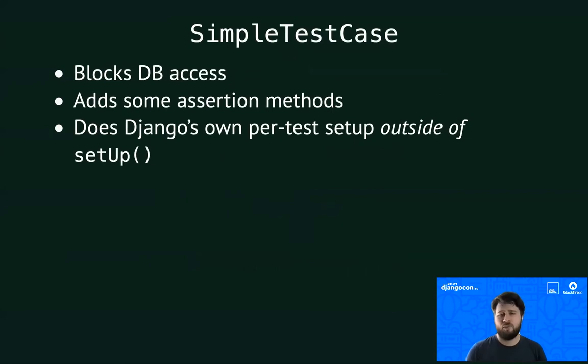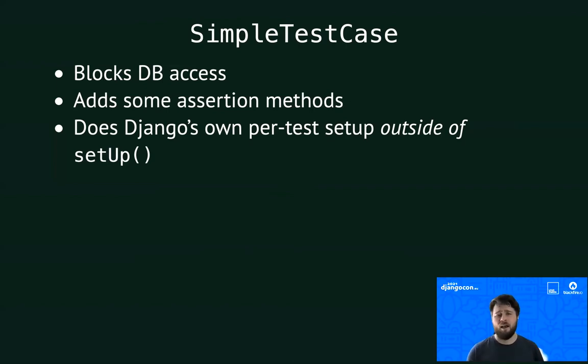So this first simple test case class that Django defines has the basics of Django's extensions to our unit test. The first thing it actually does for us is it blocks database access. Because it doesn't provide any isolation, it uses some hooks in setUpClass and then removes them in tearDownClass to block any database queries. So this makes it useful for testing anything that shouldn't be accessing the database, like a pure validation function.